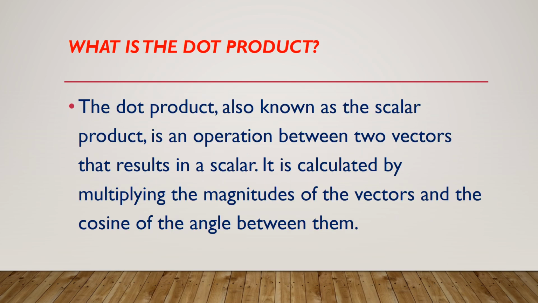What is the dot product? The dot product, also known as the scalar product, is an operation between two vectors that results in a scalar. It is calculated by multiplying the magnitudes of the vectors and the cosine of the angle between them.